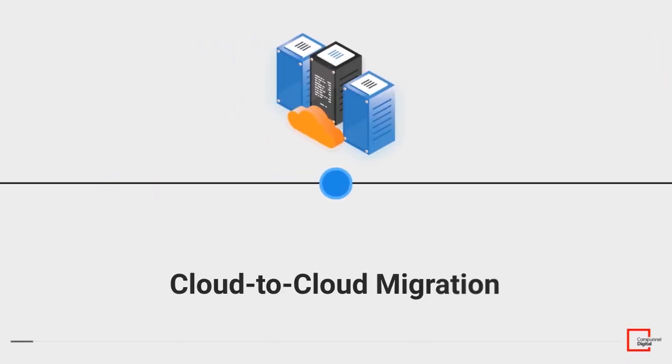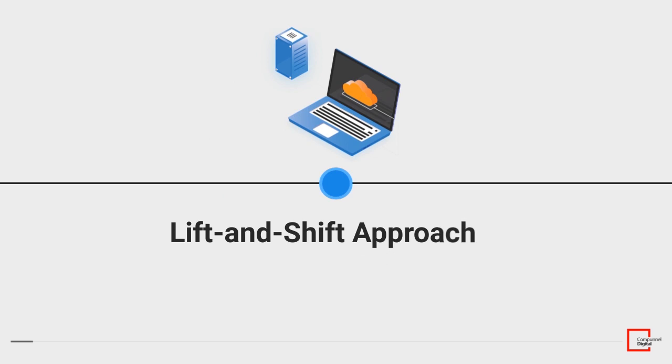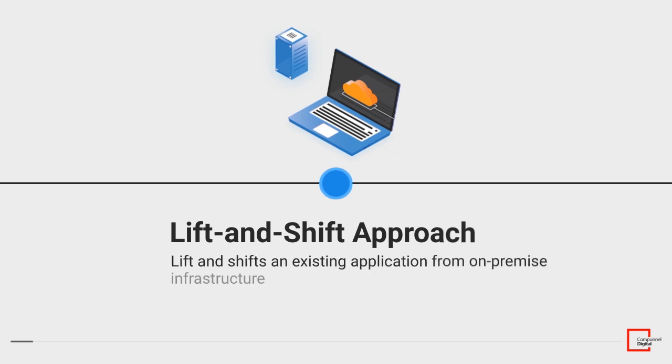A cloud-to-cloud migration, simply put, involves transferring an application from one cloud provider to another. This approach lifts an existing application from an on-premise infrastructure and shifts it to the cloud with no modifications to the underlying code.